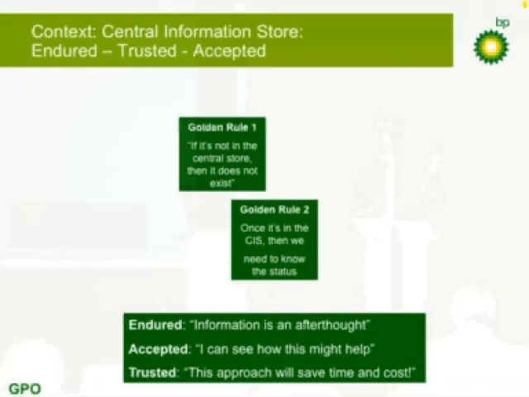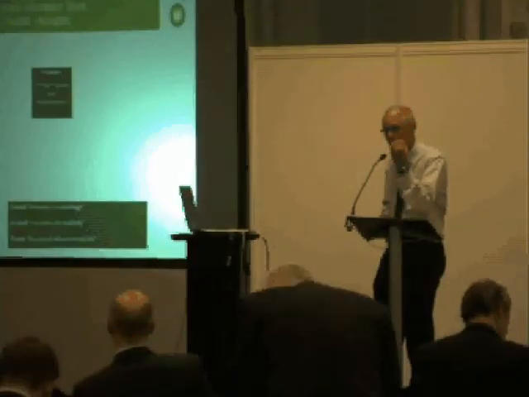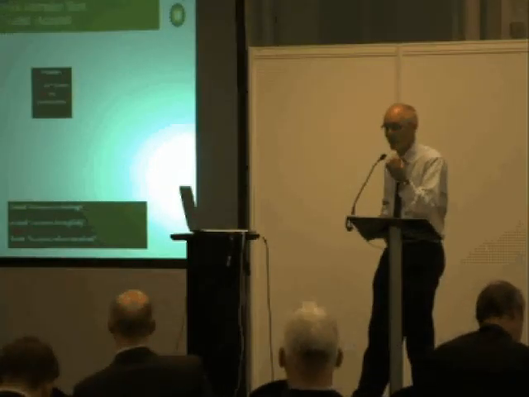So a theme of endured is information is an afterthought. I'm doing the real job and then I've got to do the information. That never works. You always get quality problems and you never get good performance out of that. To accept it, I can see how this technique we're using might help. To trust it, I'm using this technique and it is really improving my performance. We're trying to get people to think that. And the golden rule is if it's not in the central information store, it doesn't exist. You've got to implement that.